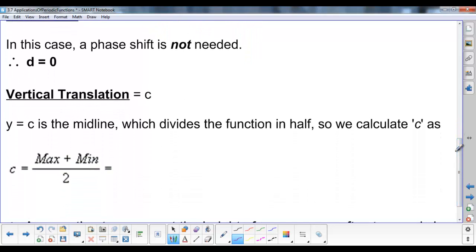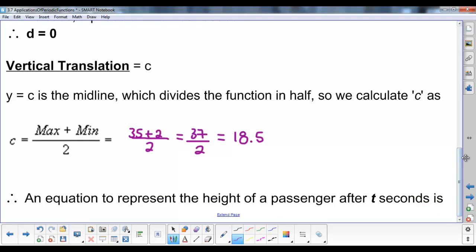Midline is calculated very similar to finding the amplitude, except this time it's max plus min. So we're going to go 35 plus 2 over 2, which gives us 37 over 2. And in other words, we can change that to a decimal if you like to give us 18.5. Okay, so we have all the information we need. We have A, K, C, and D.